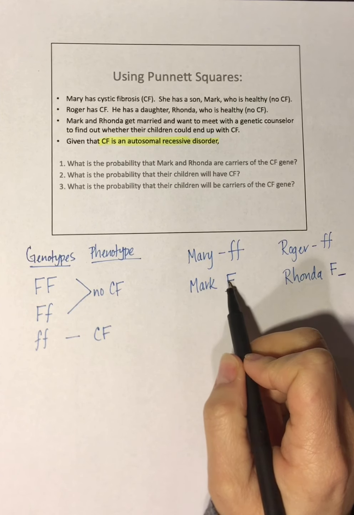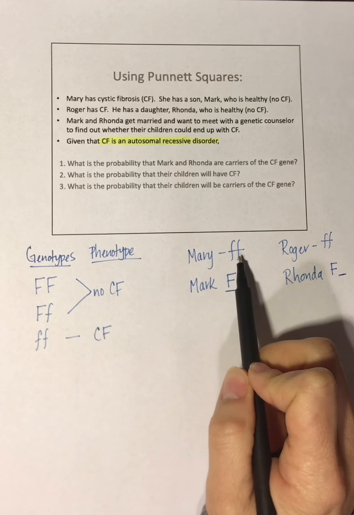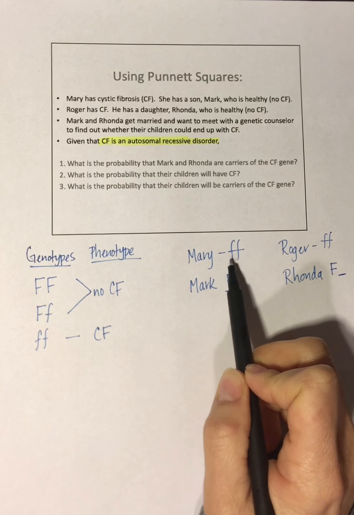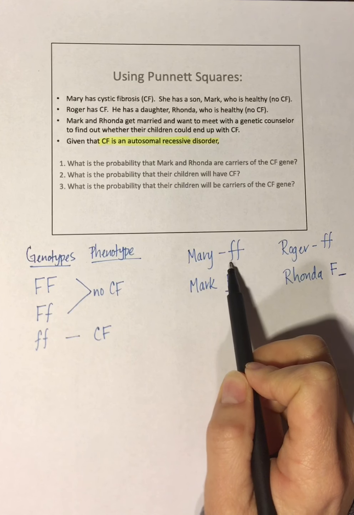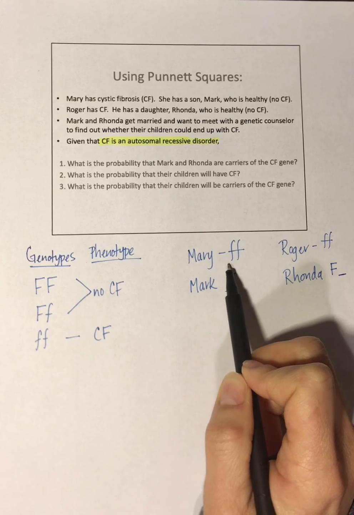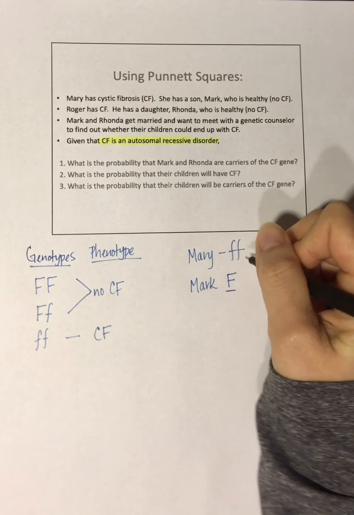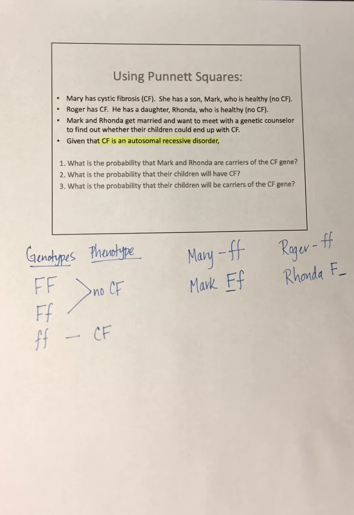So if Mark has a dominant capital F allele, he must have inherited that from his father. How do I know that? Well, because his mom, Mary, is homozygote recessive. She only has the recessive alleles for this cystic fibrosis gene, which means that she can only give a recessive allele to her son Mark. So I'm going to go ahead and fill in Mark's genotype.